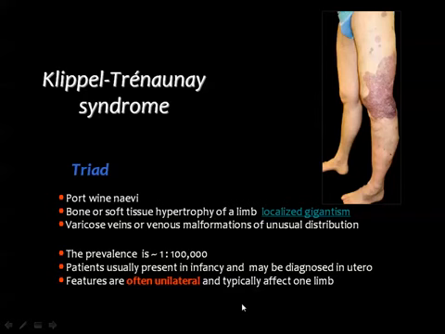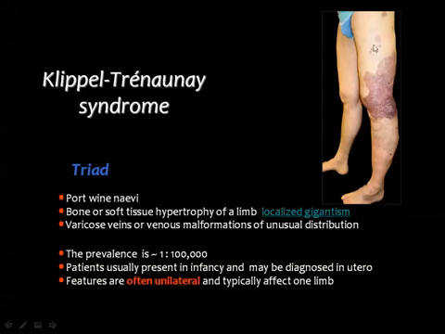Then we finally came to the Klippel-Trenaunay syndrome, which is a triad of port-wine nevus and bone and soft tissue hypertrophy, meaning that there is local gigantism, varicose veins, and venous malformation of unusual distribution. This disease is rare, and this is the incidence, and is often unilateral, affecting one of the limbs.